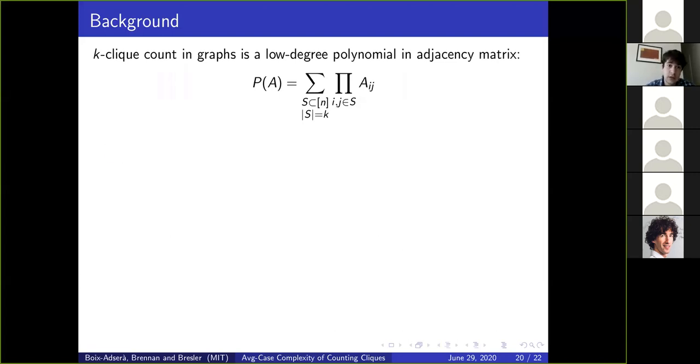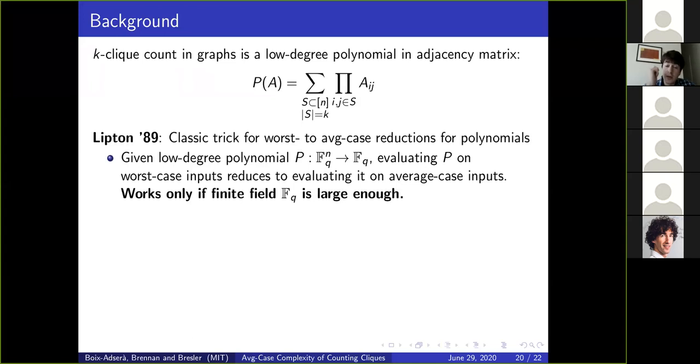And there's a classical trick for worst case to average case reductions for polynomials. If you have some polynomial on a finite field, a large enough finite field, and you want to evaluate it on a worst case input, then it suffices to be able to evaluate it on an average case input. And the proof is essentially by low degree polynomial interpolation. This proof works if the finite field F_q is large enough, which is a technical issue that we'll have to overcome in the next slide.